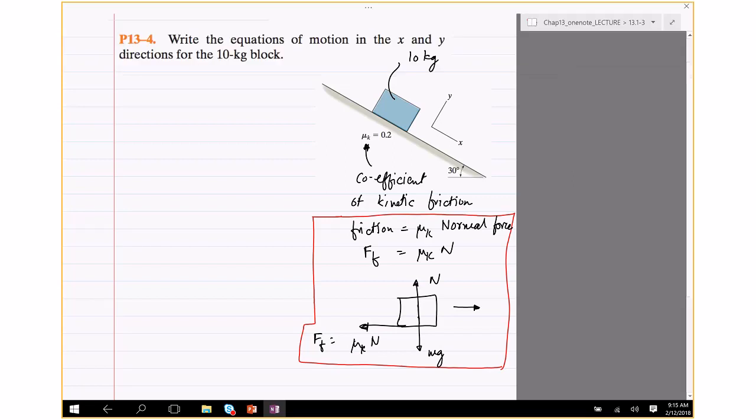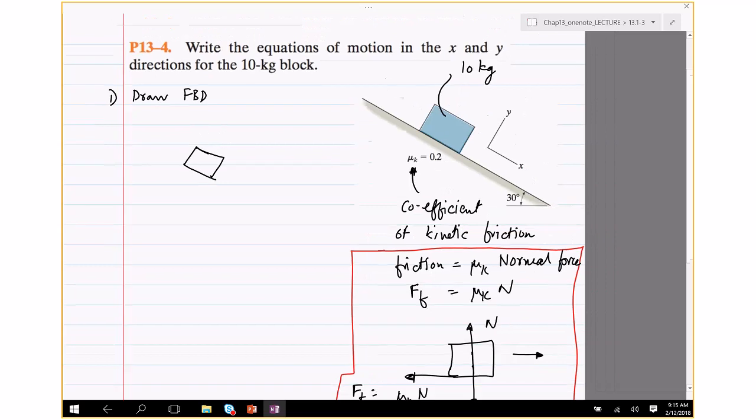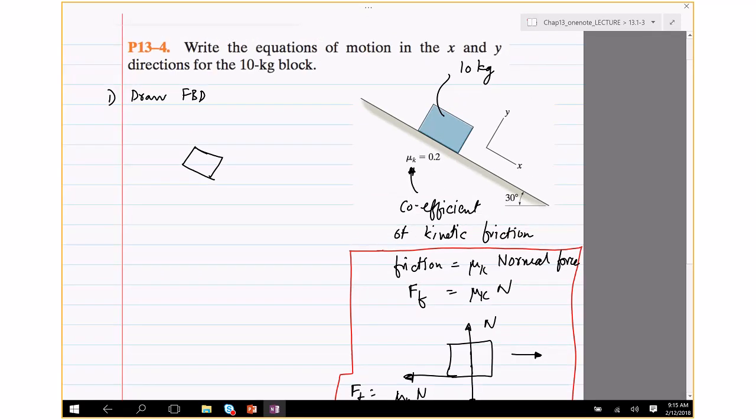Okay, so in this context, let's use the three steps. First step is draw FBD. So when you're drawing the FBD, it's called a free body diagram. So you take the body and you free it from any surfaces or any things it's connected to. In this case, the body is connected to the ground, not really connected, but sliding on the ground. So you want to free it up from any other external object. So I freed up the particle or the block.